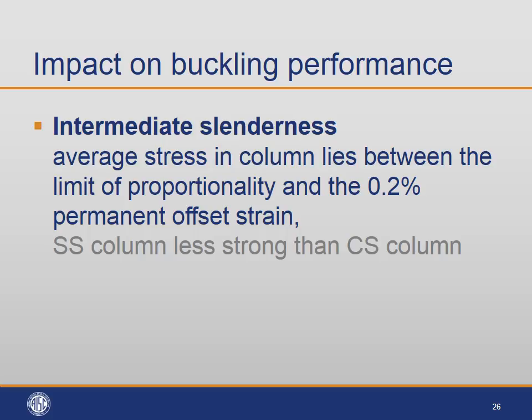And in the intermediate slenderness range, your average stress in your column would lie between the limit of proportionality and the 0.2% offset yield strength. So this is the region where the stainless steel column would be less strong than the carbon steel column.